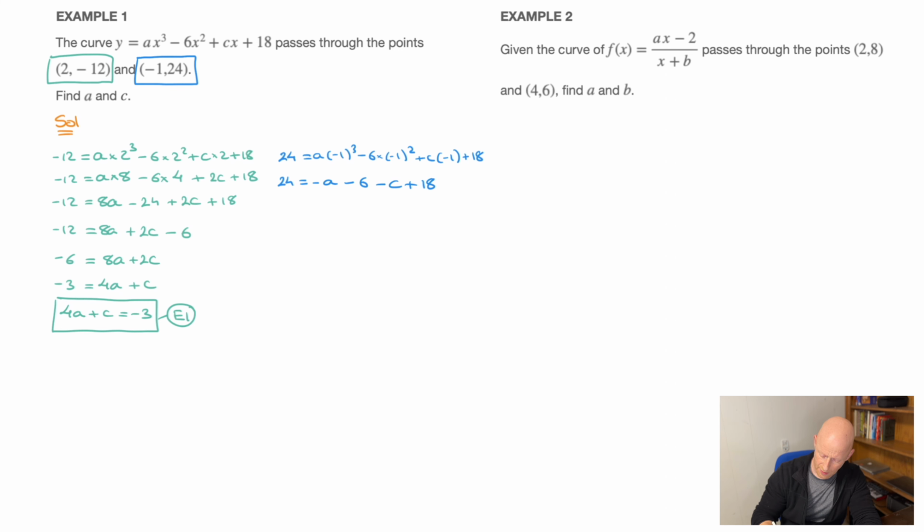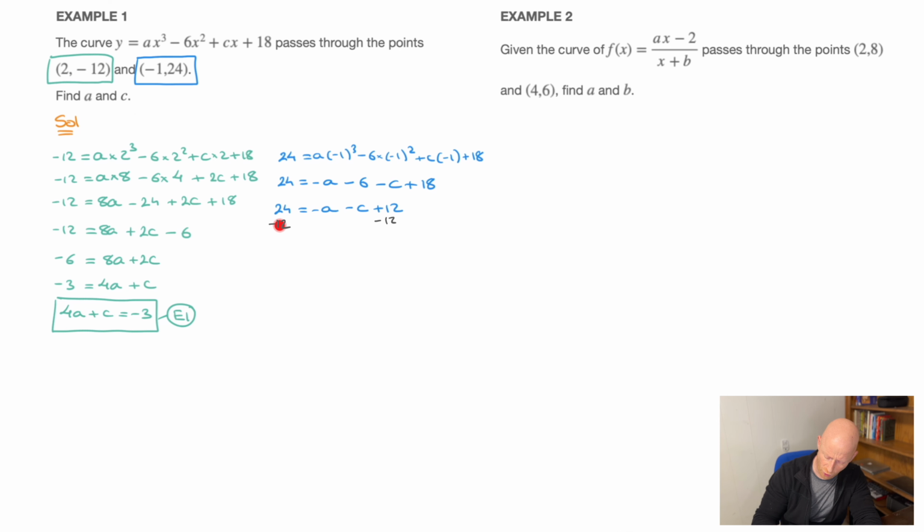Now on the right-hand side, I gather this 6 that's being subtracted with the 18 that's being added, which quickly turns into negative 6 plus 18, which is 12. So we have 24 equals negative a minus c plus 12. I now get rid of the 12 that's being added on the right-hand side here, and I do so by subtracting 12 from both sides.